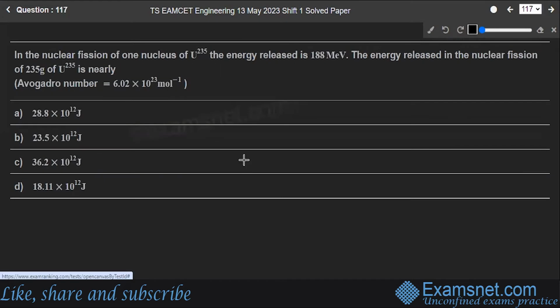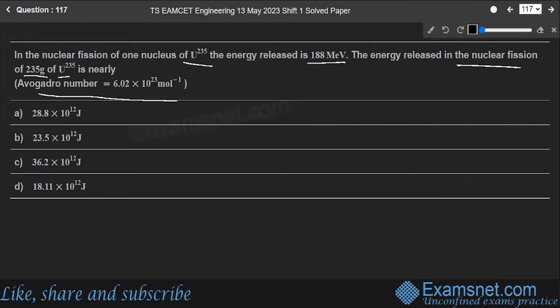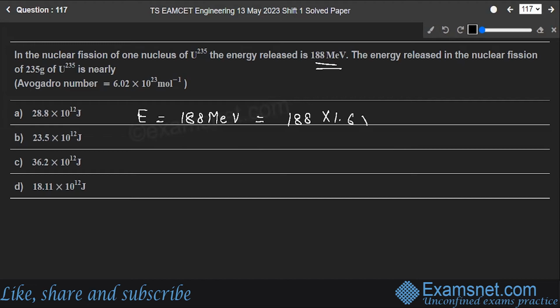Hope you understood that. Next is question number 117. In the nuclear fission of one nucleus of U-235, the energy released is 188 mega electron volt. The energy released in the nuclear fission of 235 gram of U-235 is nearly, you have to take Avogadro's number as this. See, first of all, the energy released, let's say this is E, is 188 mega electron volt. I'll convert 188 MeV into joules. This is the charge on an electron.